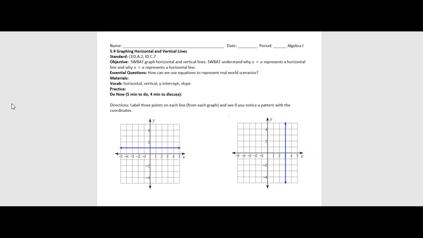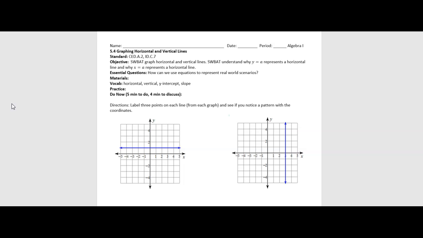We've just had 3 videos where we've talked about how to graph lines. We've talked about slope-intercept form, point-slope form, and standard form. Today we're going to talk about 2 types of lines that we haven't done before, horizontal and vertical lines. And we're going to look at how the equations of those are different from any of the ones that we've seen before.